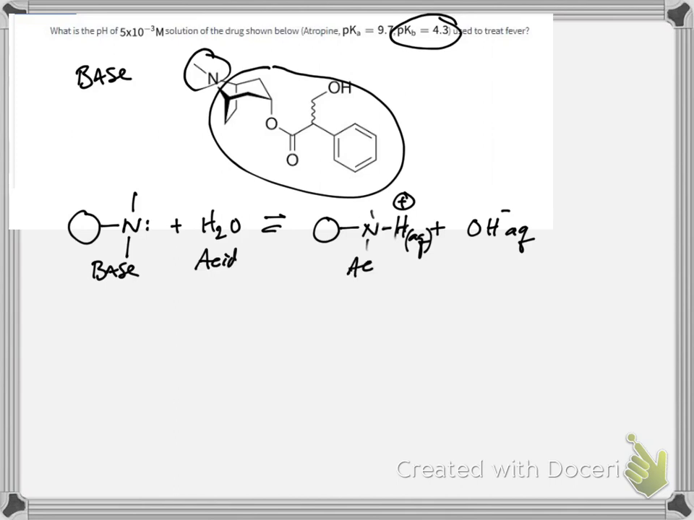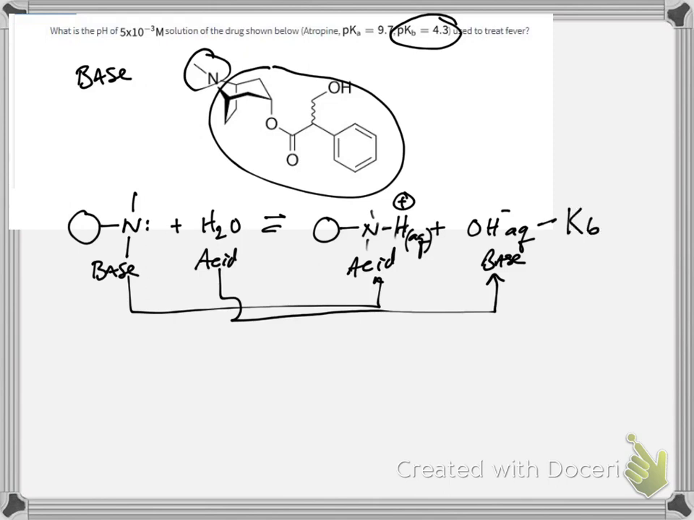So let's look at the roles of all of these molecules. The base, neutral nitrogen, is going to convert into an acid in the products through its conjugate. Water, which is acting as an acid, is donating a proton here. Its conjugate is a base, and that's the hydroxide ion form. So if you want to know if the reaction is Kb, then you just have to look at the products: hydroxide ion.